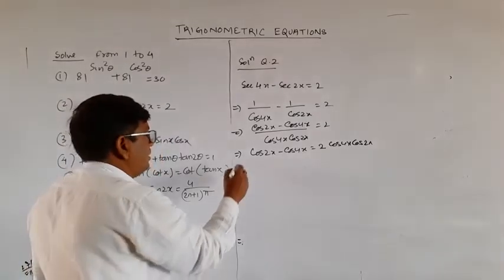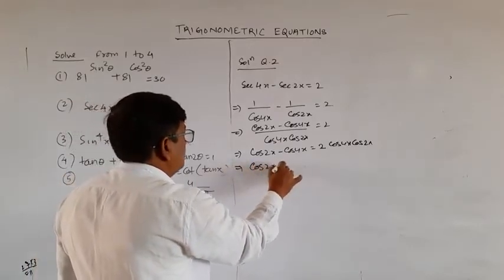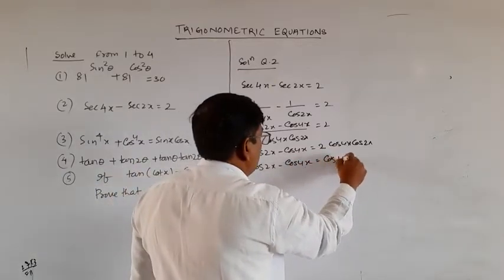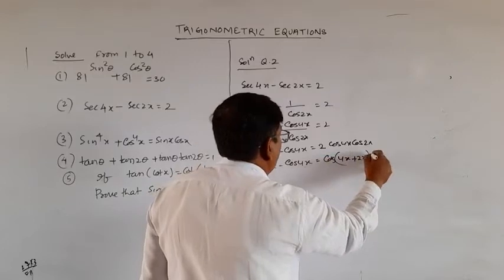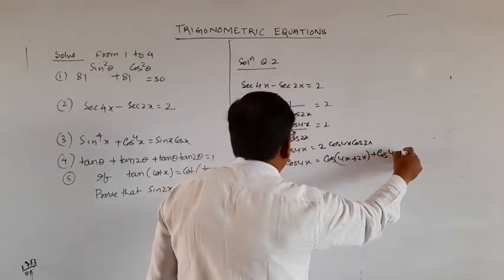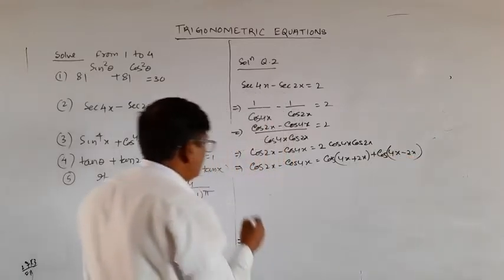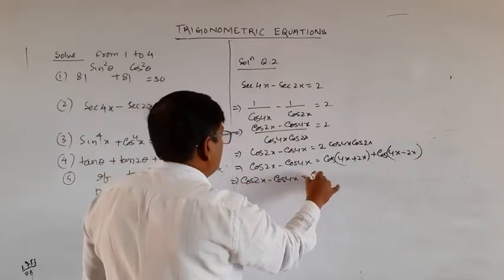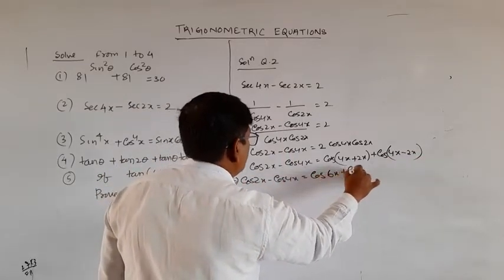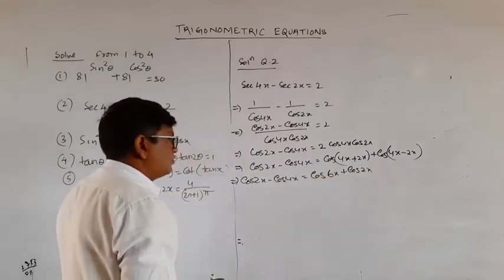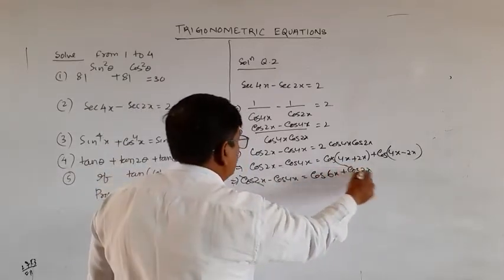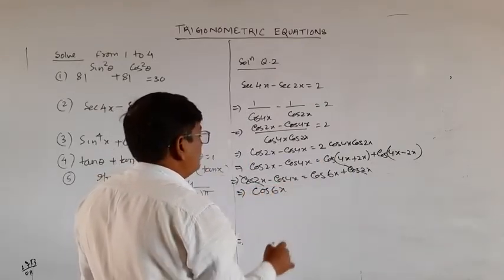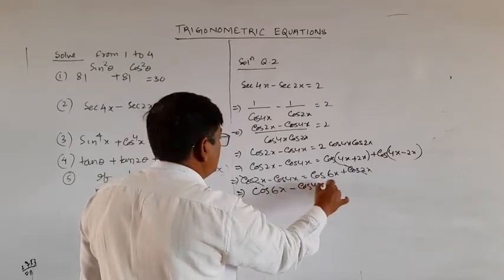So we can write cos 2x minus cos 4x is equal to 2 cos A cos B, which is cos of 4x plus 2x plus cos of 4x minus 2x. That is, cos 2x minus cos 4x is equal to cos 6x plus cos 2x. So cos 2x cancels here. Now cos 6x minus cos 4x is equal to 0.